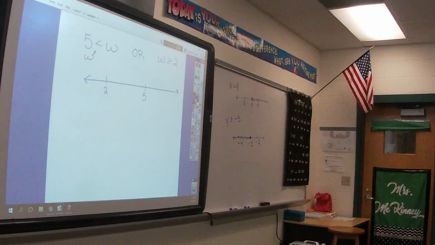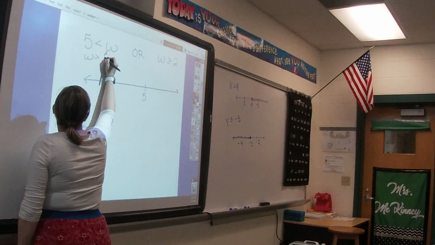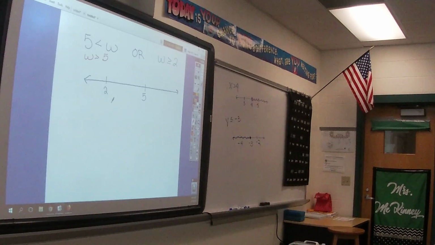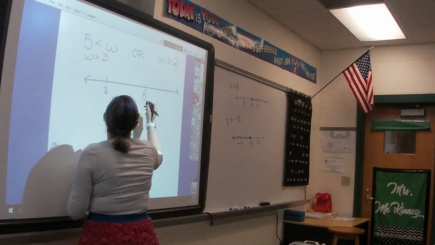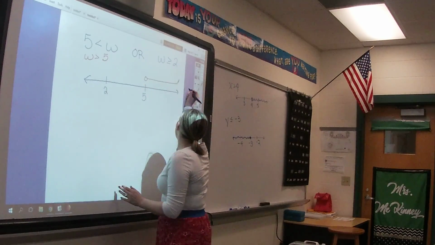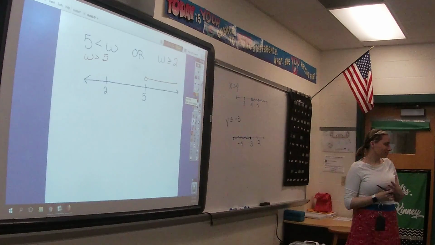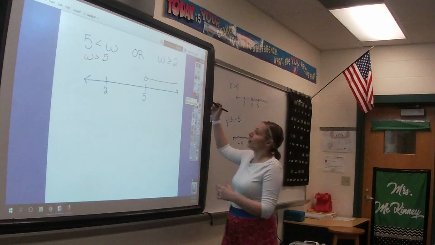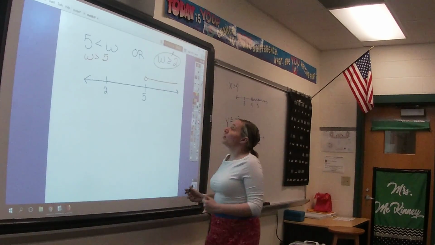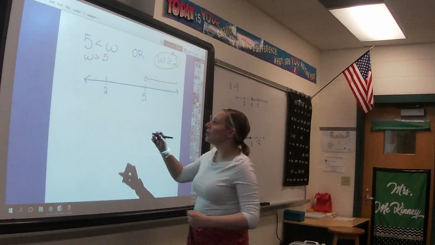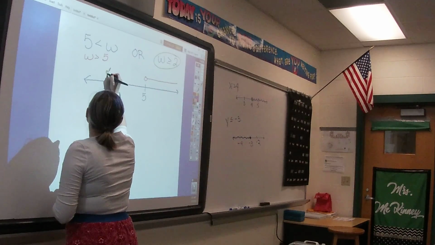When we rewrite, is that a reason to flip the sign? Yeah. Yep, sure is. Open or filled in circle at 5? Open to the right or to the left? Right, because we had to rewrite it. Open or filled in at 2? Filled in. To the right or to the left? To the right.